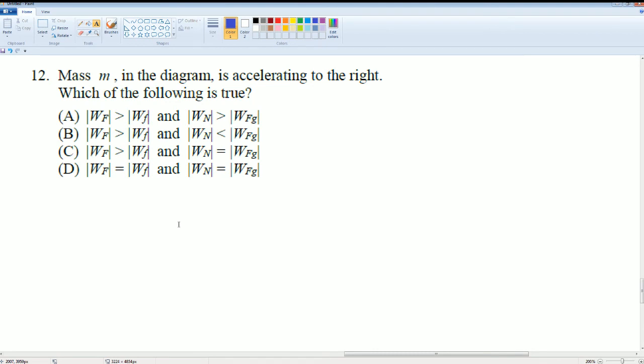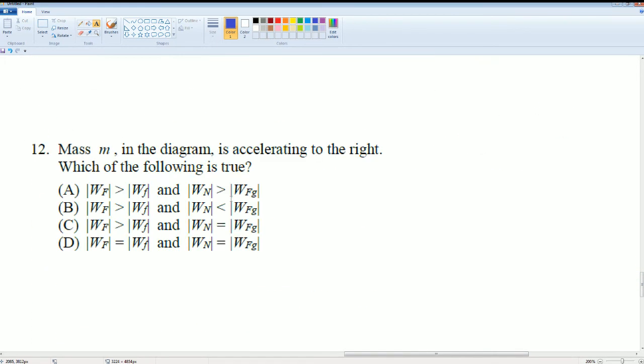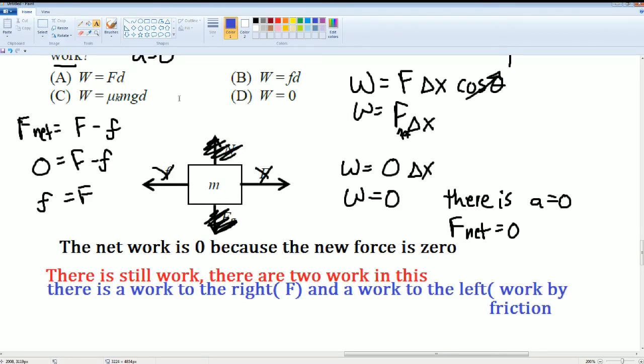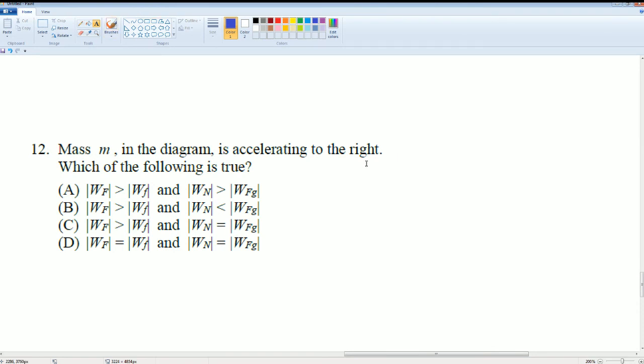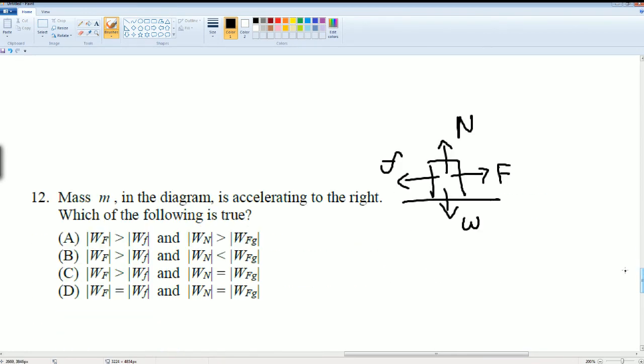Okay, mass M in the diagram is accelerated to the right. Which of the following is true? Oh, is it talking about this one? Let me just redraw it. Here's the mass. You have F, force of friction, you have normal, and you have, wait, did they use W for weight or no? They call that force of gravity.